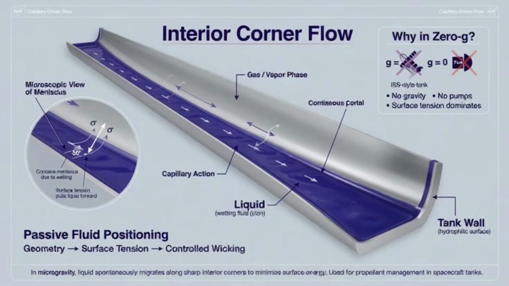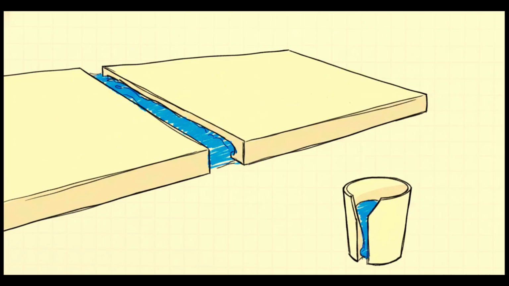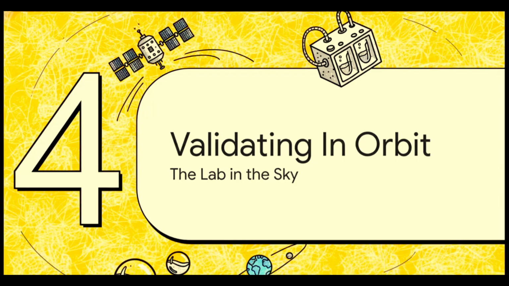But when you scale that concept up, it's exactly how we move massive amounts of cryogenic fuel and even recycle wastewater on the International Space Station. It's geometry doing the heavy lifting. Section 4. Validating theories in orbit, the lab in the sky.